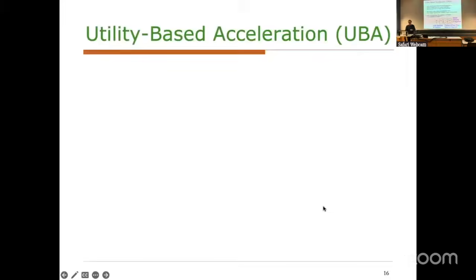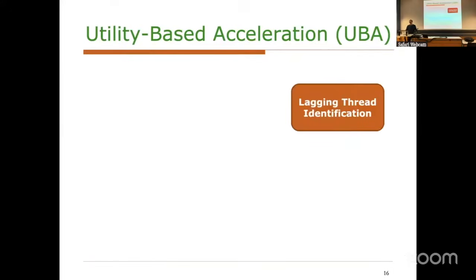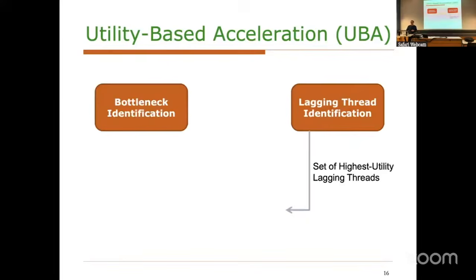Basically, there are two things that this paper does. It identifies bottlenecks, and it selects a set of highest utility bottlenecks. It identifies the lagging threads using a different mechanism. Bottleneck identification is done exactly like we did with bottleneck identification and scheduling. Lagging threads adds a little bit more sophistication because you need to really understand how much work is assigned to each thread and how much progress each thread has made based on that amount of work, which may not be completely accurate.